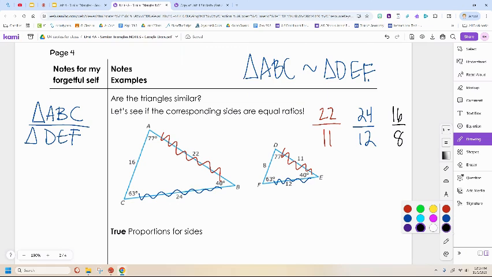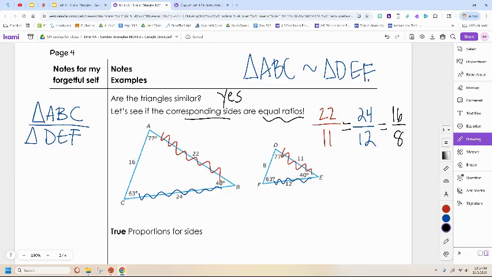So you guys tell me. Can we put equal signs between these? Yeah, they're all equal to 2, right? So because the ratios are equal, and they are ratios of corresponding sides, then yes, the triangles are similar.